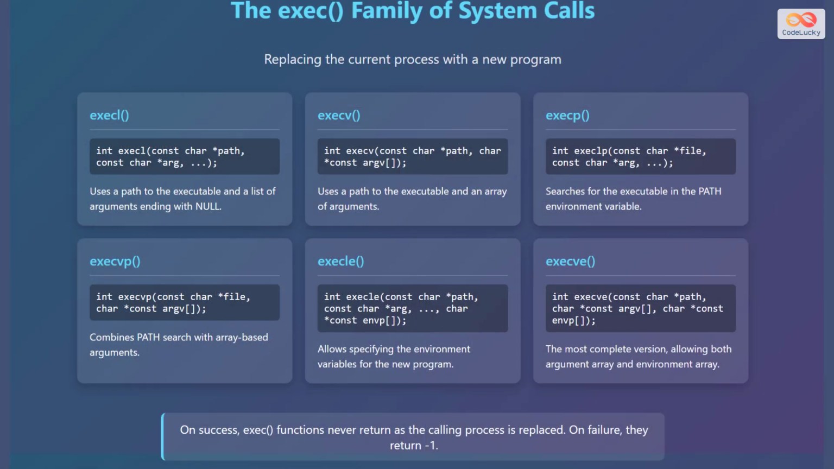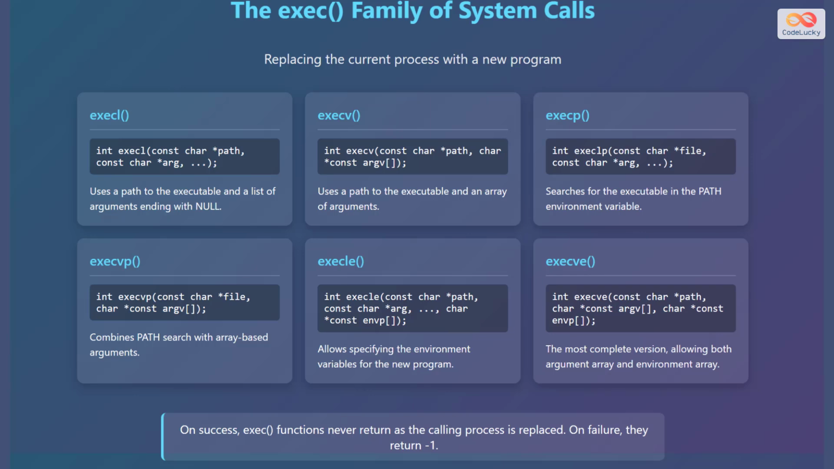Let's explore the exec family of system calls. The exec family of functions are used to replace the current process image with a new program. When one of these functions is called, the current process's code, data, heap, and stack are replaced by those of the new program. The process ID remains the same, but the program being executed changes. There are several variants of exec, each with slightly different ways of specifying the program to execute and its arguments.